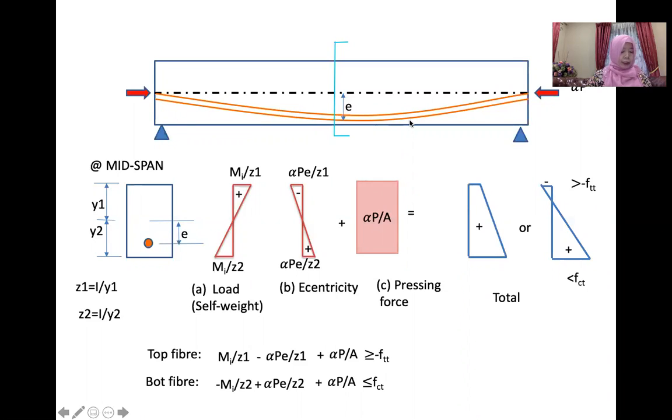Second one is due to slip movement of tendon during anchorage. When we cut and we put the anchorage, sometimes it will slip. So the movement happens here, and the P will also become less. And then relaxation of pre-stressing steel. Relaxation means after we cut, the steel will relax, and it will reduce its strength.